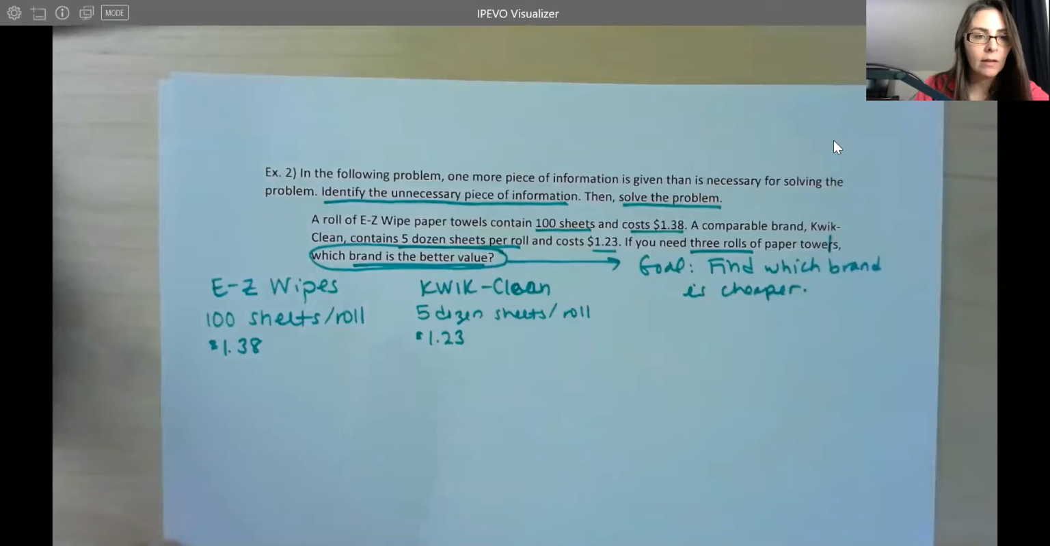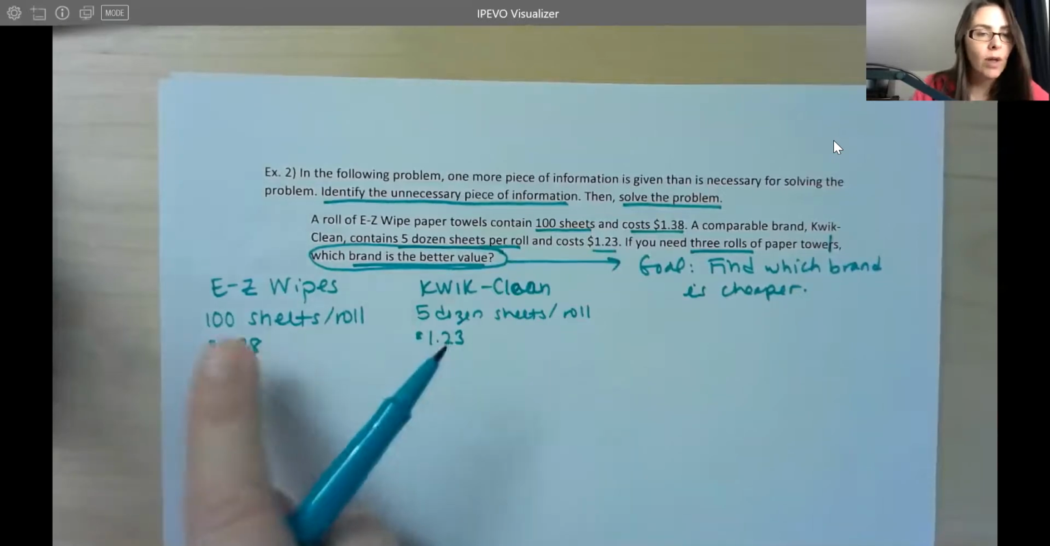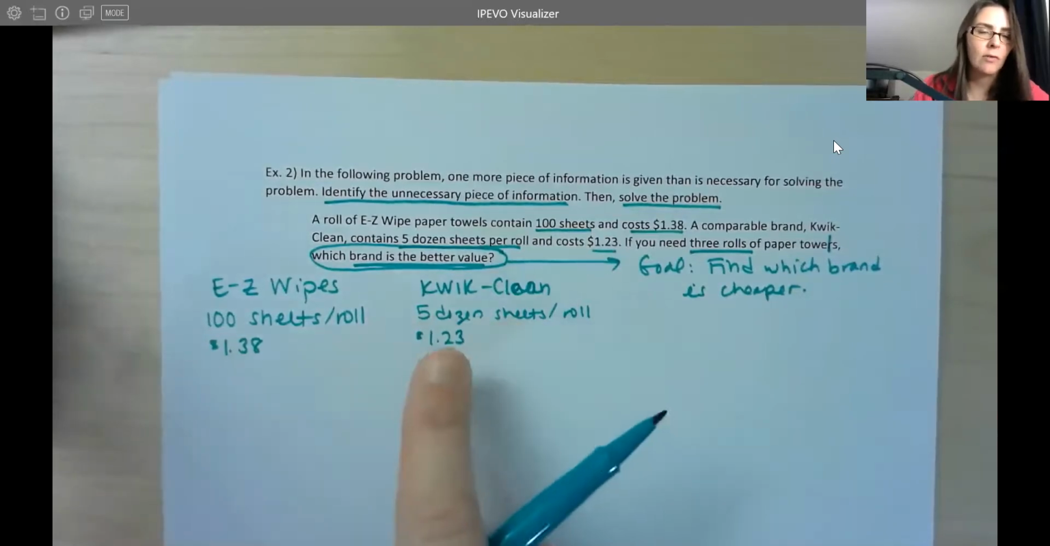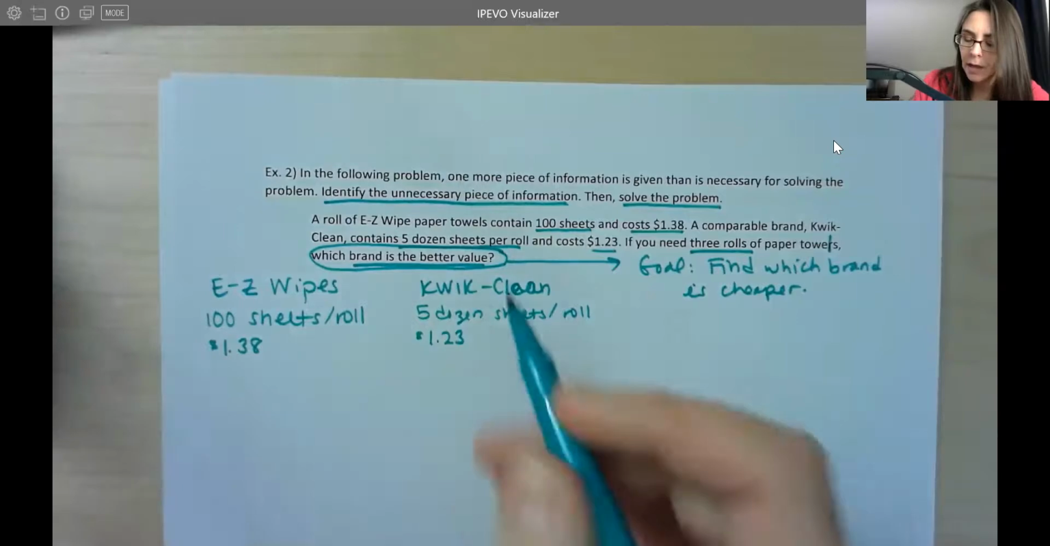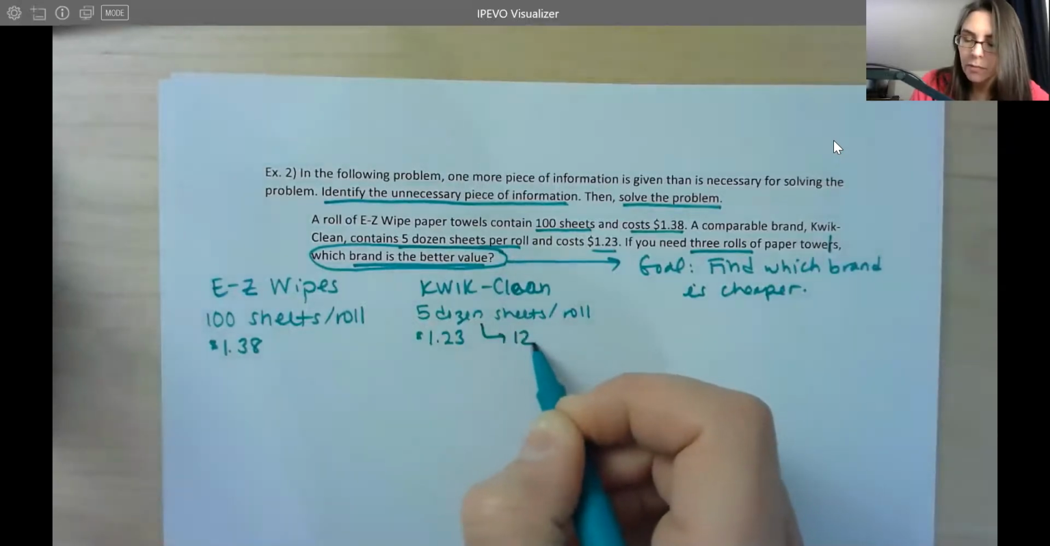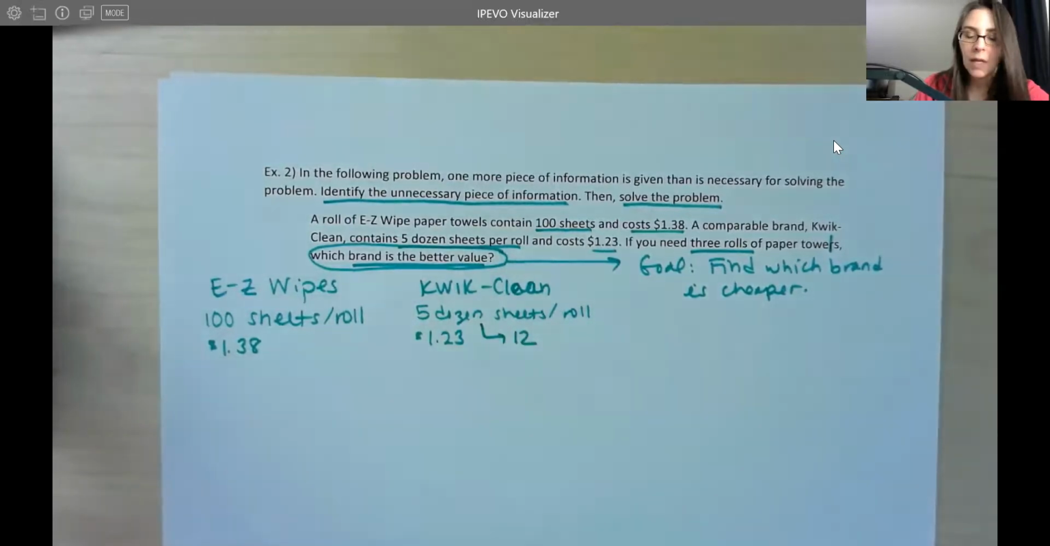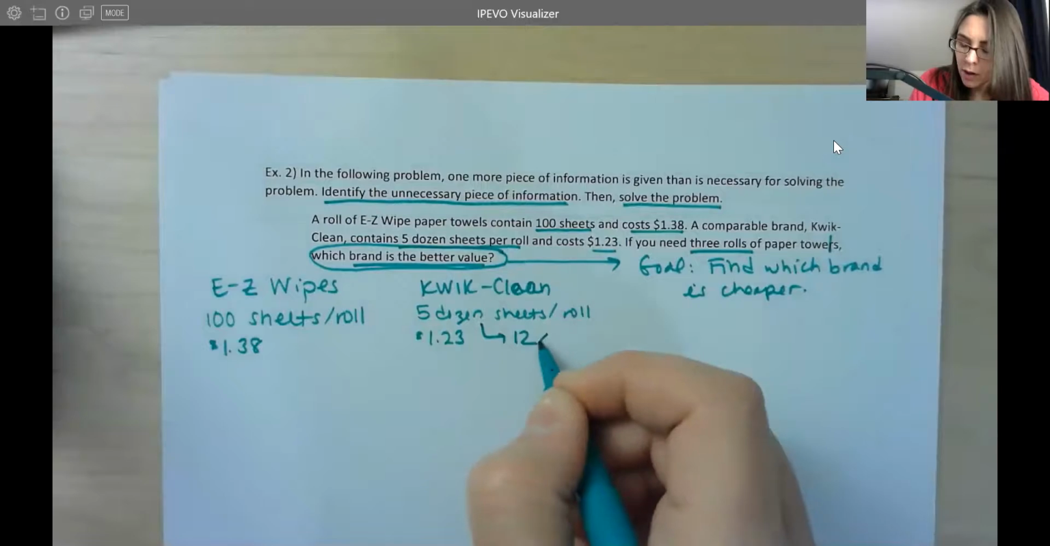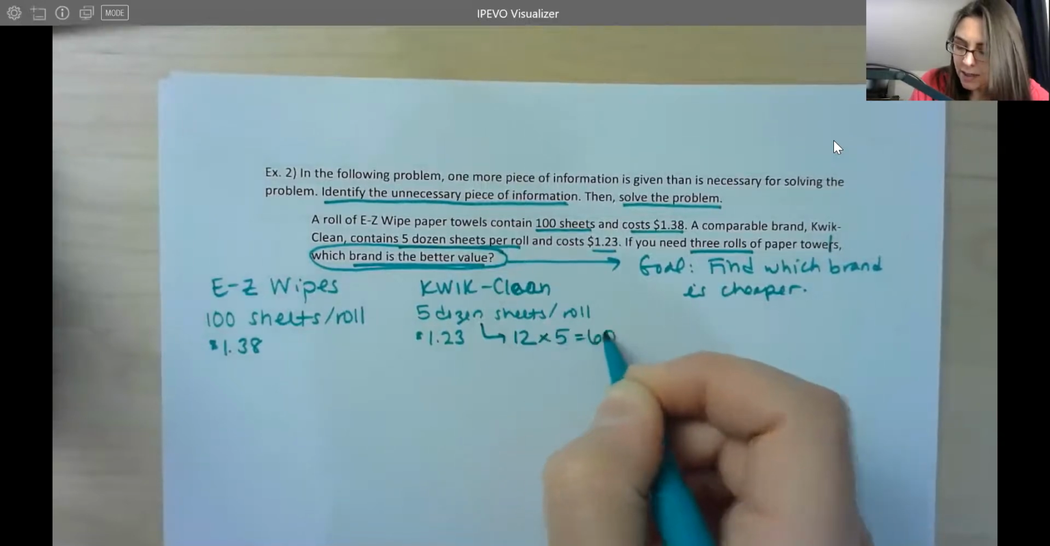So first thing, I see that I have 100 sheets here for $1.38, and I have 5 dozen sheets here for $1.23. Well, what is 5 dozen? So a dozen is 12. So if you see the term dozen, then that's 12. So we're going to do 12 times 5, which is 60 sheets per roll.